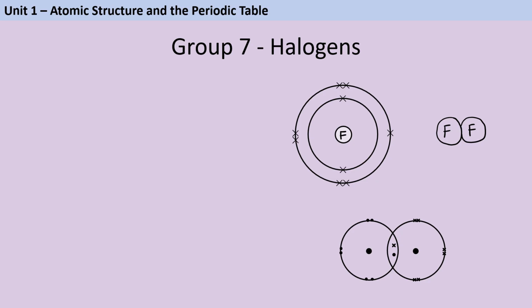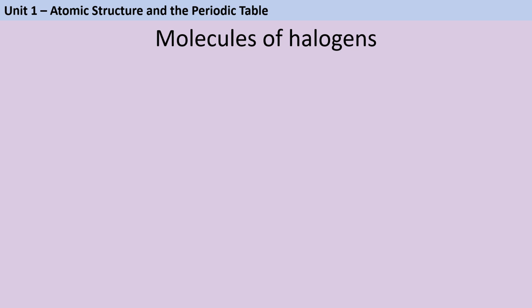In each instance, we only show the outer shell electrons, and each of the atoms has 6 electrons of its own and then a shared pair of electrons forming that covalent bond in the centre of the molecule. As we go down the group, the atoms of the halogens get larger, and therefore the molecules that they're being made into get larger.